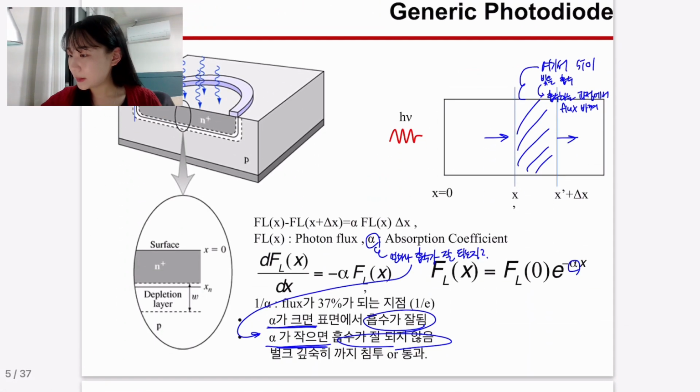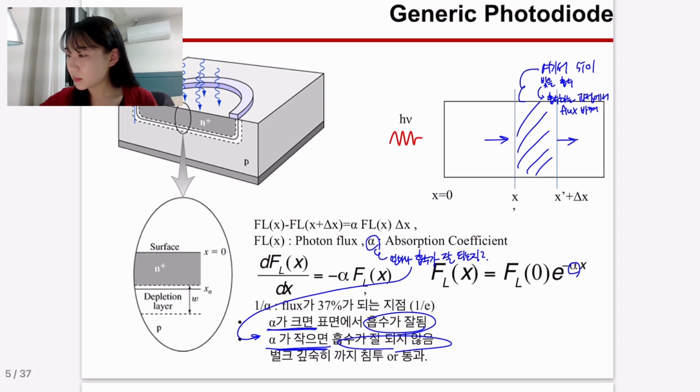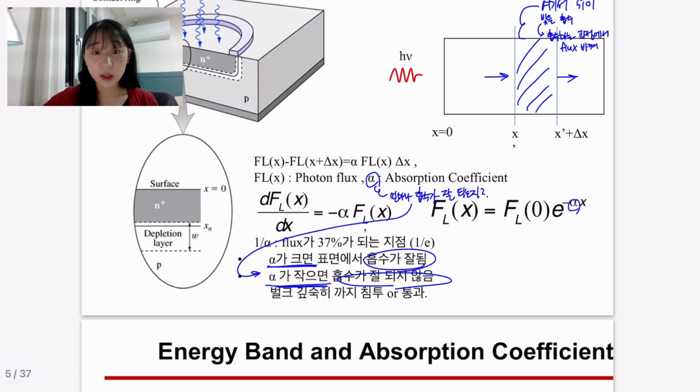And then let's see this. Alpha means the absorption coefficient. How much light is absorbed? If alpha is big, the material is good at absorbing, and if alpha is small, that material is bad at absorbing.